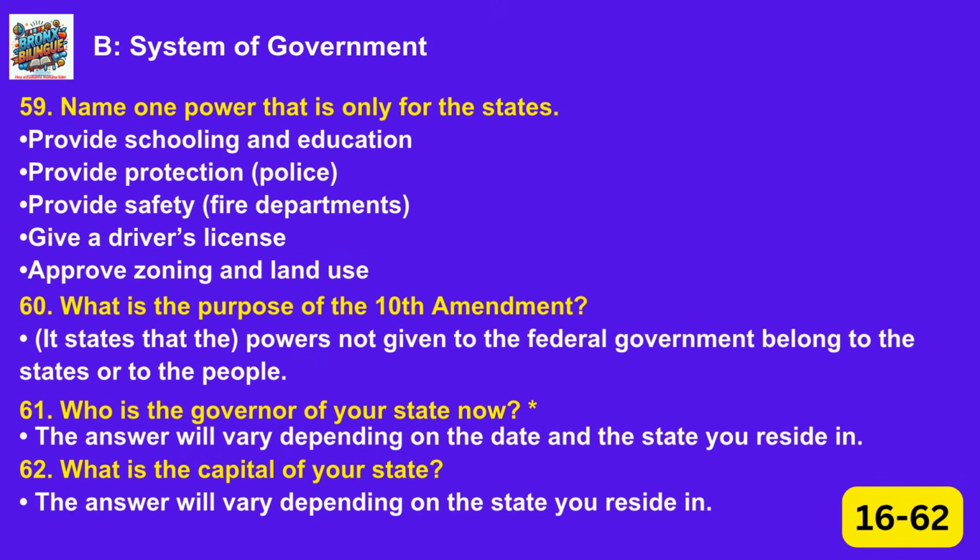59. Name one power that is only for the states. Provide schooling and education, provide protection, provide safety, give a driver's license, approve zoning and land use. 60. What is the purpose of the 10th Amendment? Powers not given to the federal government belong to the states or to the people.